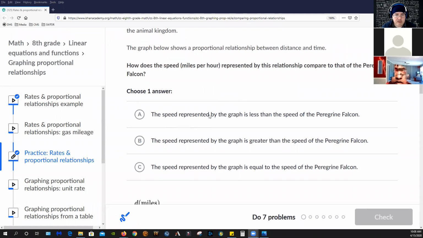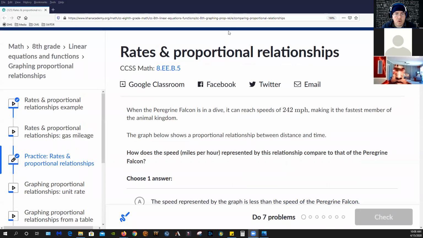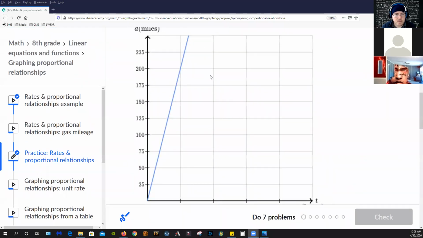Probably the speed represented by the graph is less than. The speed represented by the graph is greater than. The speed represented by the graph is equal to. Okay. So 242 miles per hour. Okay. So they show us this graph, and we're being asked to compare it to the falcon.